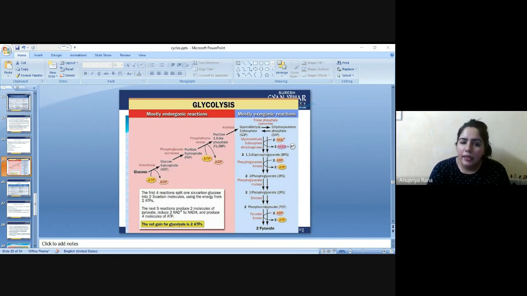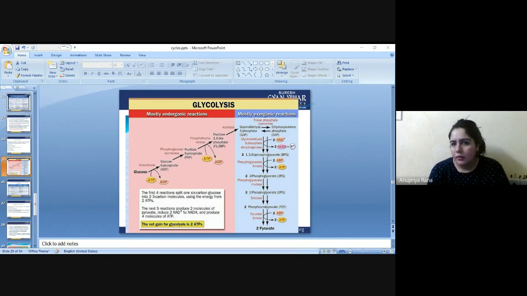Now we will see the second reaction, from glucose 6-phosphate to fructose 6-phosphate. In this reaction, we need to change the configuration from glucose to fructose 6-phosphate. The enzyme which helps us make this product is phosphoglucose isomerase. The enzyme is an isomerase, which helps with the conversion of glucose 6-phosphate to fructose 6-phosphate. In this reaction, we neither gain ATP nor lose ATP.